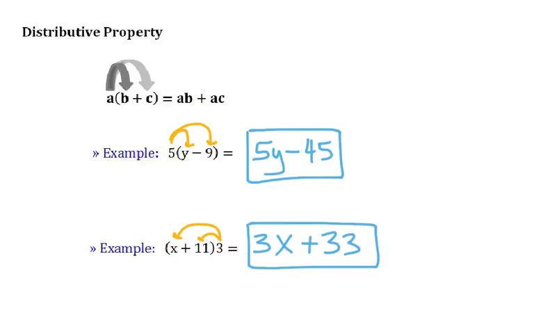And this is equivalent, of course, to putting the 3 out front of the parentheses. So that would be a more common way of writing that problem. So that's just a little bit about the distributive property.